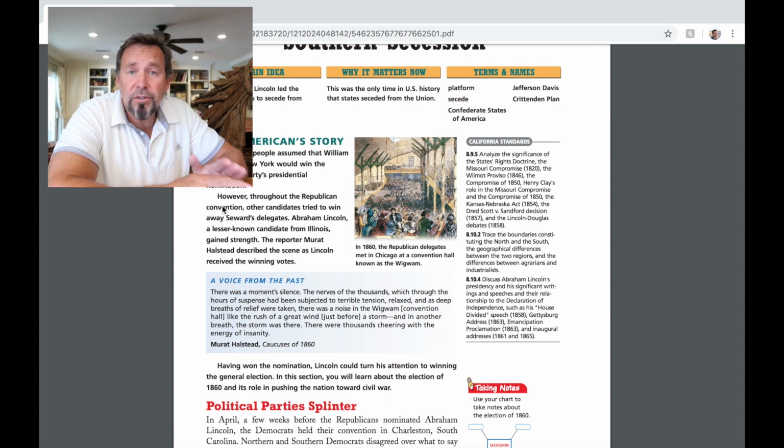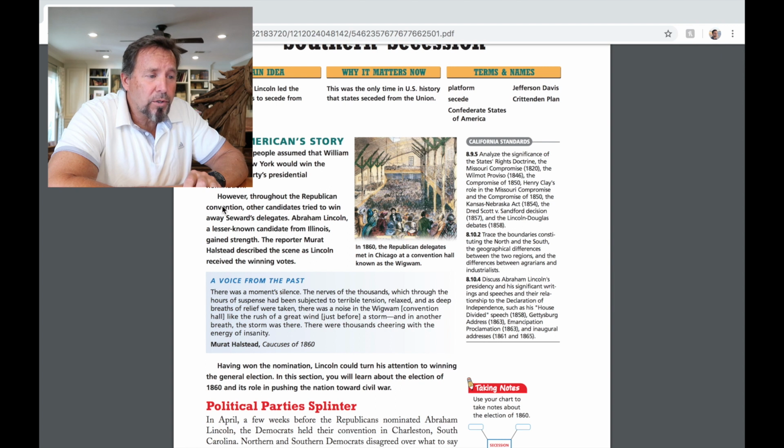And it's interesting to note that Abraham Lincoln wasn't favored to win the nomination. There was a more conservative candidate, William Seward of New York, who was looked upon as the favorite. But because of Lincoln's rise to fame with the famous Lincoln-Douglas debates, and because so many of his speeches were republished across the North and the South, he was looked upon as being the best candidate for the Republicans.